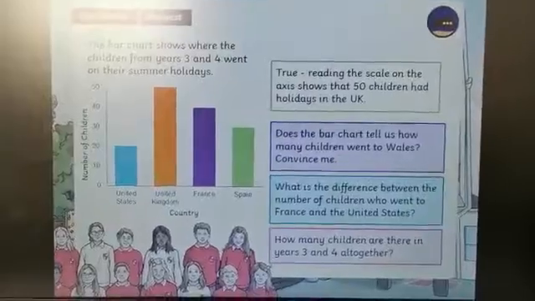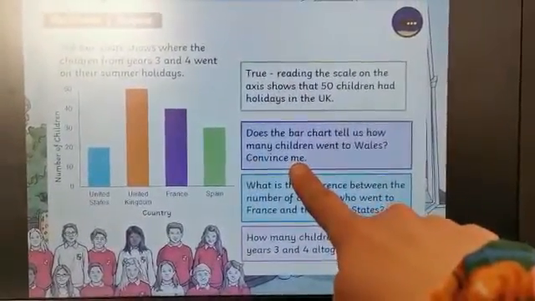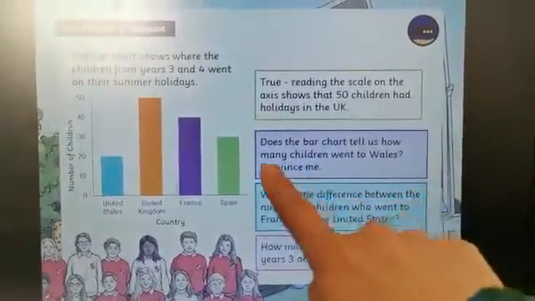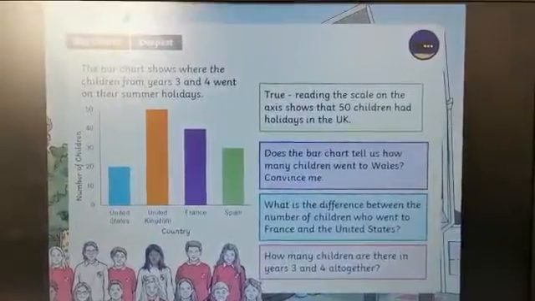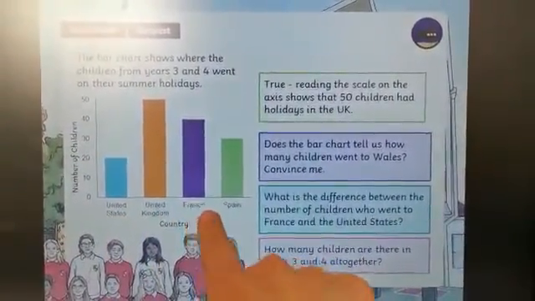Next question, does the bar chart tell us how many children went to Wales? Convince me. This is the key part of that question. It's not just a yes or no, you have to explain. So let's look at the bottom. United States, United Kingdom, France and Spain.